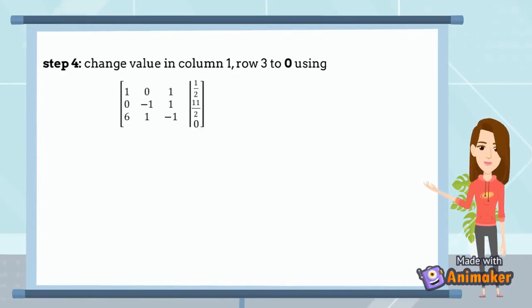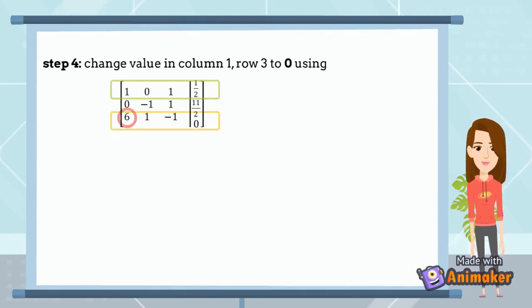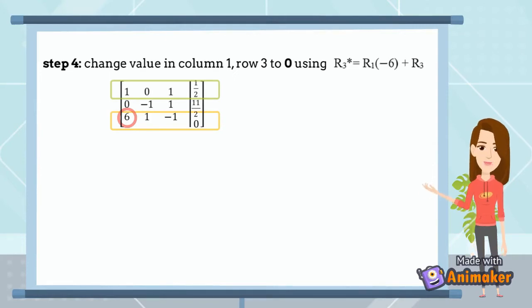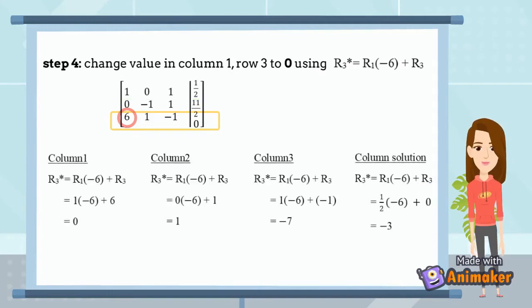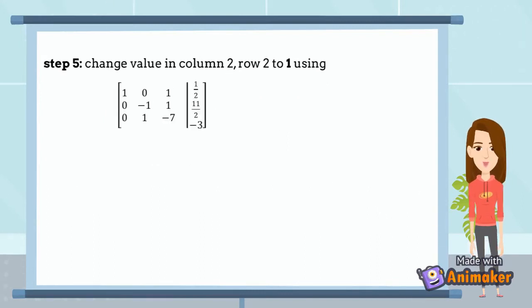Step 4. Change the value in column 1, row 3, to 0 by using the values in each column of row 3 and row 1, then substitute in R1 multiplied by -6 plus R3. Thus, you will get the value of column 1 equals 0, column 2 equals 1, column 3 equals -7, and -3 in column 4 for the solution. Then, update the values in the matrix.